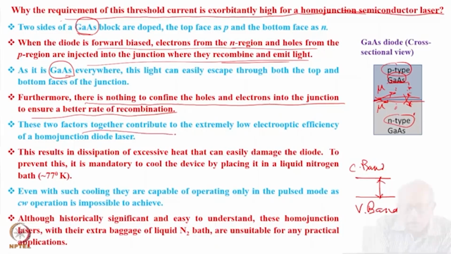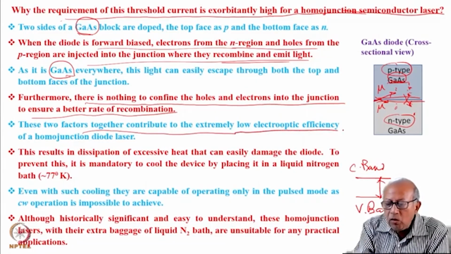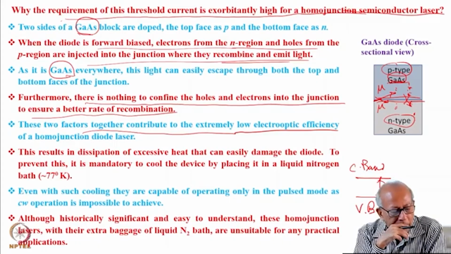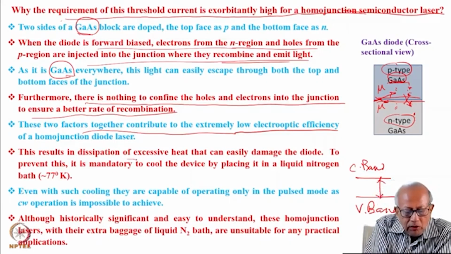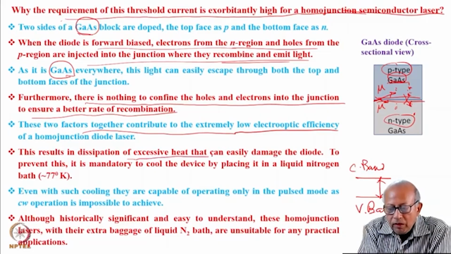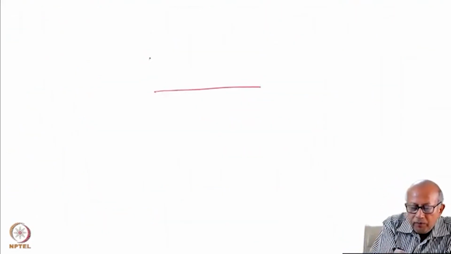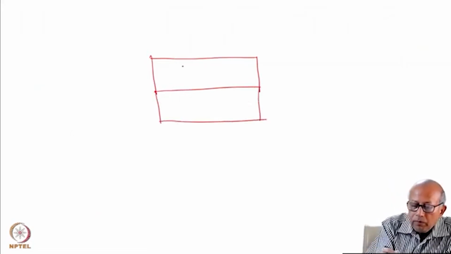These two factors together contribute to the extremely low electro-optic efficiency of a homojunction laser. This results in dissipation of excessive heat. The heat dissipation basically occurs at the point of contact. Suppose this is the P type and this is N type. Both are of course gallium arsenide.